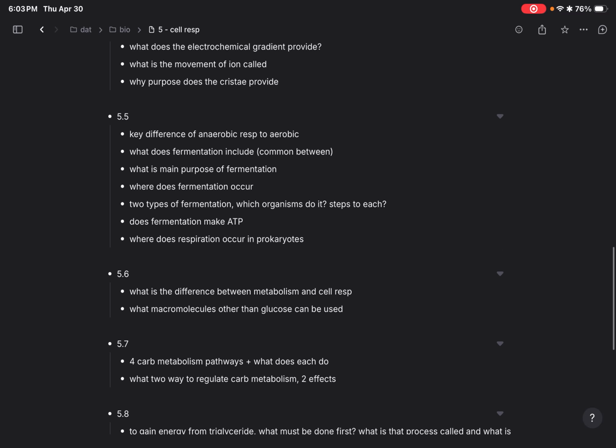Key difference of anaerobic respiration to aerobic respiration. Anaerobic respiration is only without oxygen. Aerobic is with oxygen. What does fermentation include? It contains glycolysis. What is the main purpose of fermentation? To regenerate NAD+. Where does fermentation occur? In the cytoplasm, because that's where glycolysis occurs, right? So it will just happen in the cytoplasm. I'm not too sure. Let me check.